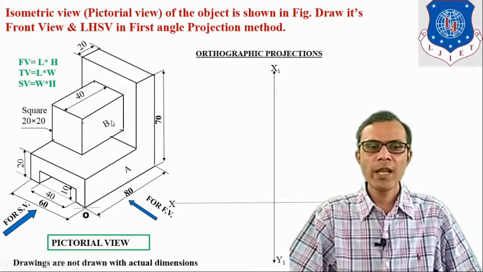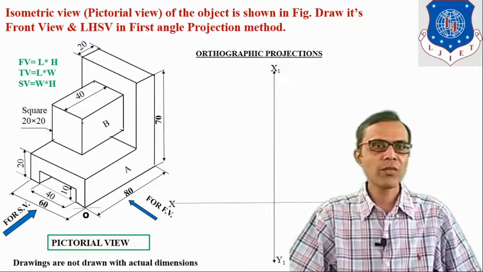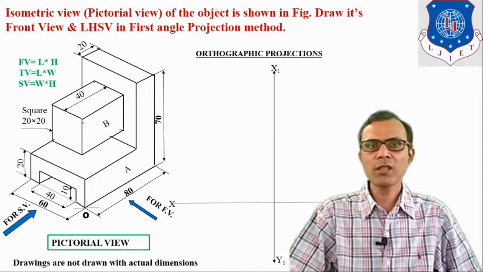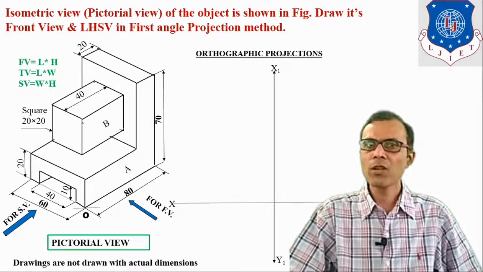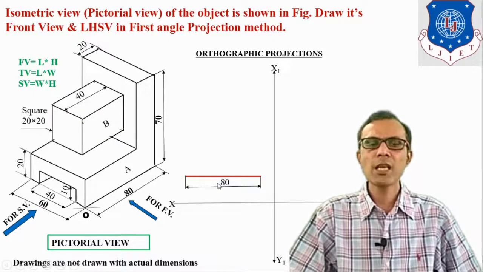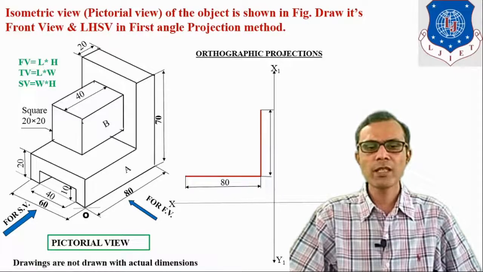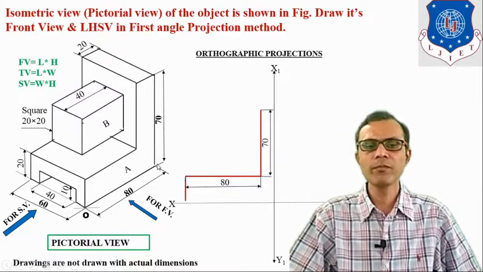So A and B surface, these are the clear visible surfaces from the front view direction. Before starting, visualize the shape of the object from a particular direction. Here this bottom edge is 80 mm, so we will draw this bottom edge of 80 mm length. Height is 70 mm. So this total height is 70 mm. This edge is 70 mm.